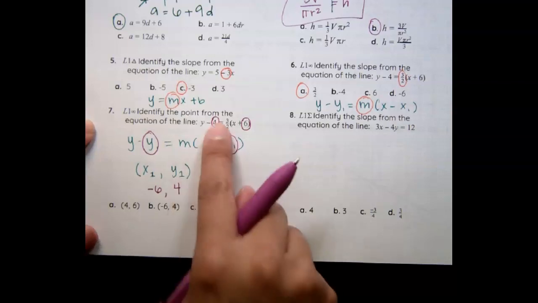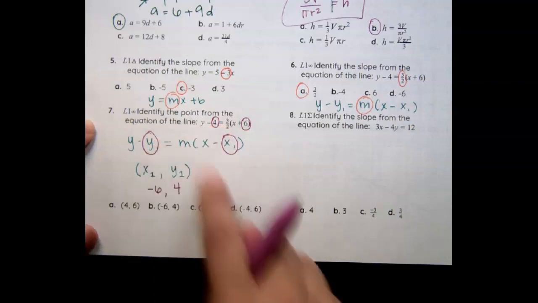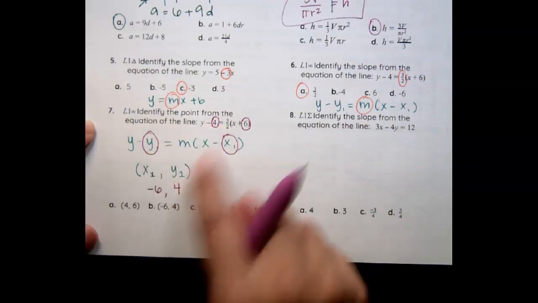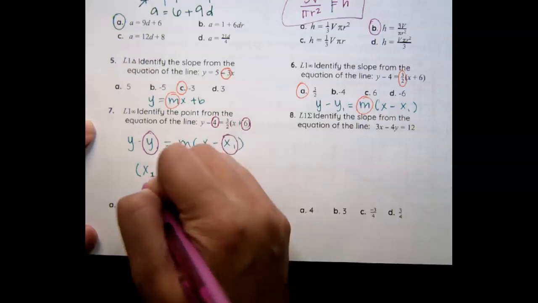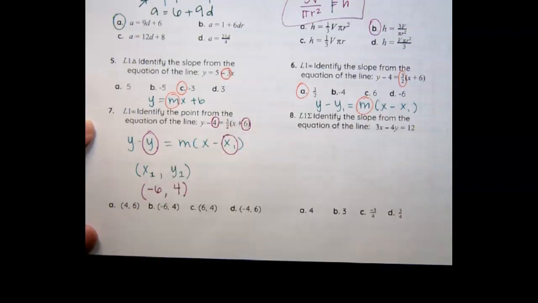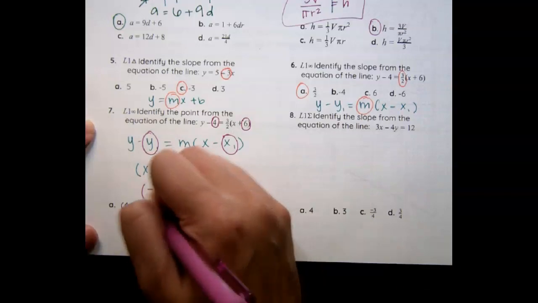This 4 just gets replaced right there where the y is, so it turns from a positive to a negative. So my ordered pair is -6, +4. So my answer is B.